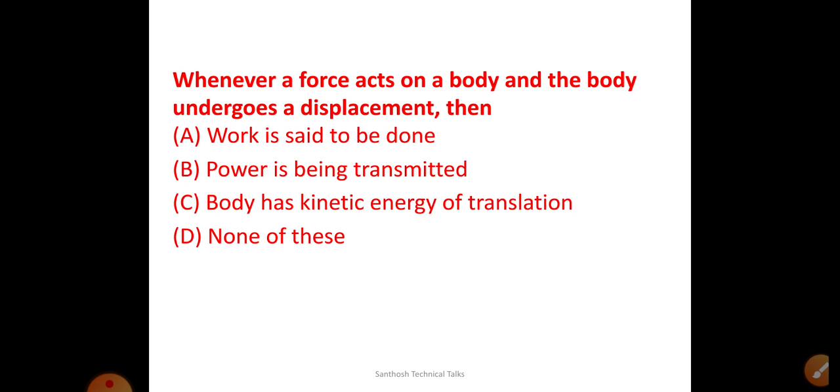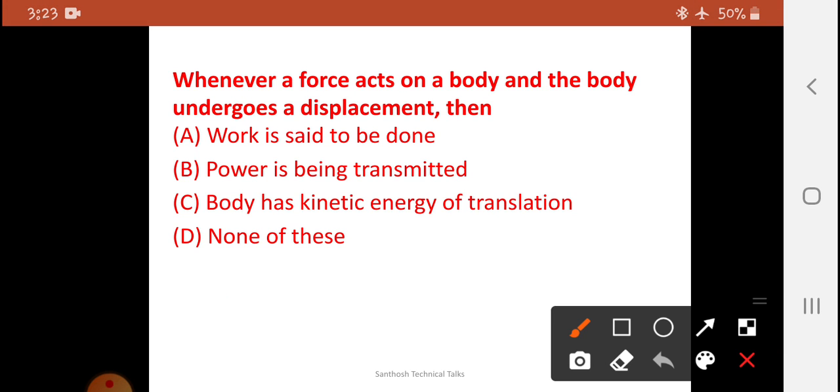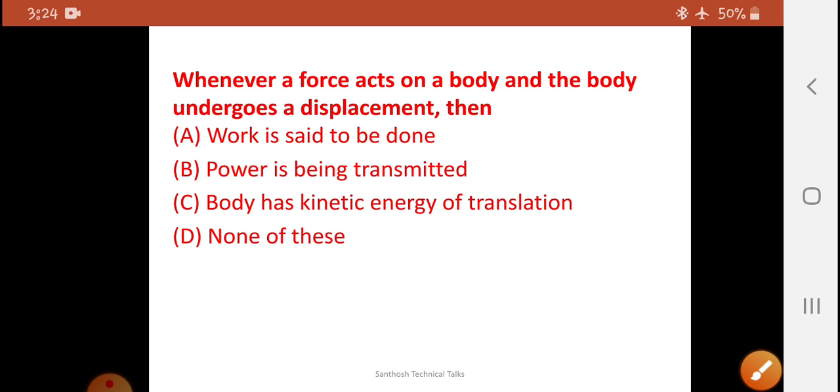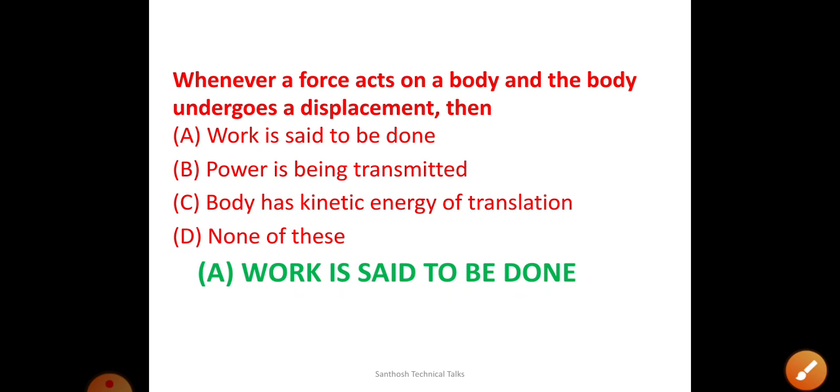And a very superb question, whenever a force acts on a body, the body undergoes a displacement. If I say there is a body, the force is acting on the body, when the body is displaced like this, then what can we say? The work is said to be done. The necessary work or desired work is being done, then only the body will undergo some displacement or deformation.